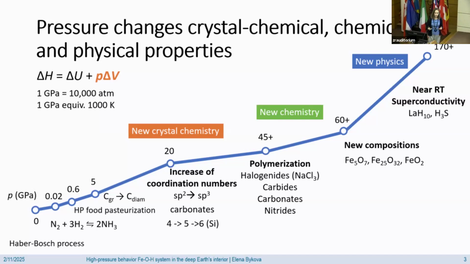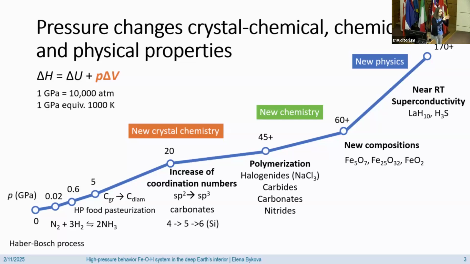At 5 GPa, you can synthesize diamonds from graphite, synthetic diamonds, and use them in industry quite a lot. Even a small bit of pressure can induce quite a lot of interesting properties. At just 20 GPa, the pressure already starts to change our structures. That is first reflected, for example, in changing crystal chemistry by changing coordination numbers. The structures adopt to high pressures and become denser.